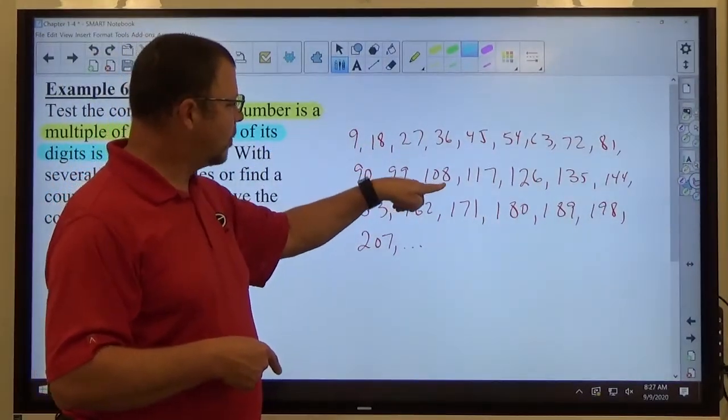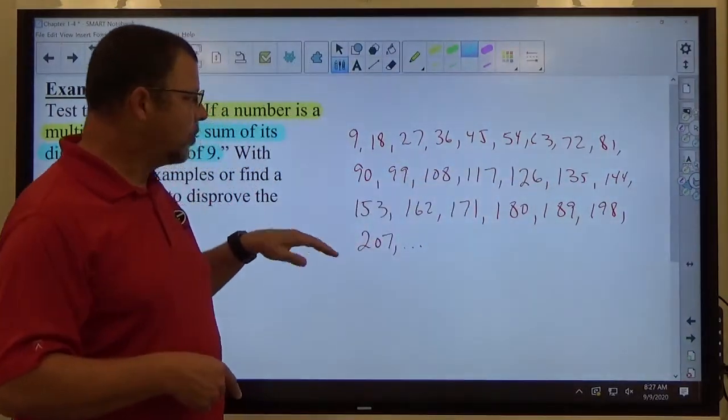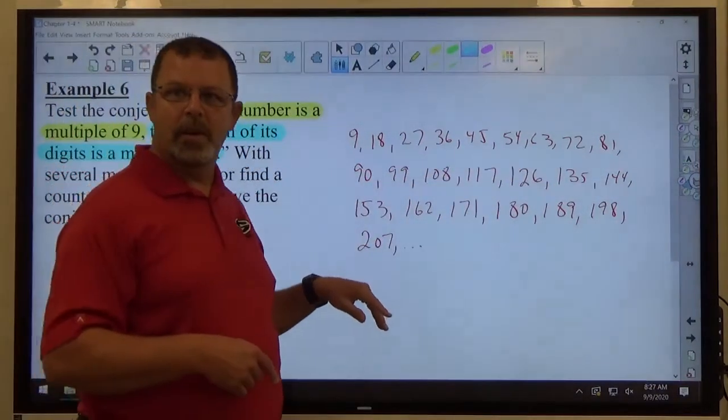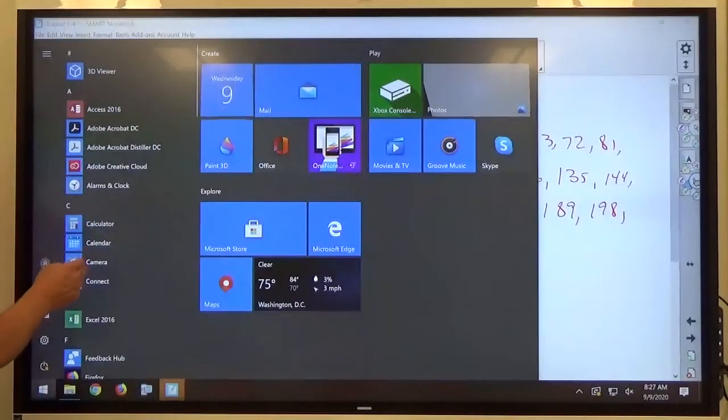108, 1 plus 1, 0 plus 8, 9. 117, 9. 126, 9. 135, 9, and so on. Most of them add up to 9. All right? I could get really crazy. Let's get a calculator out for this one. Any multiple of 9, right?